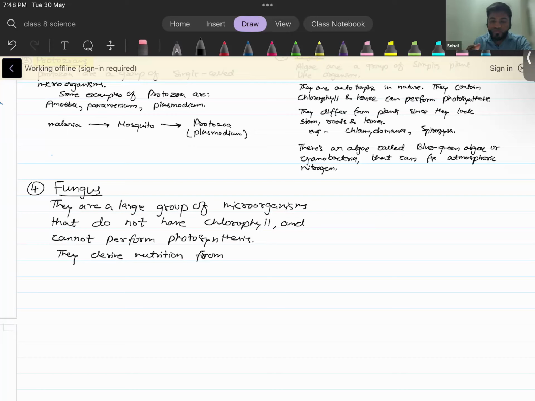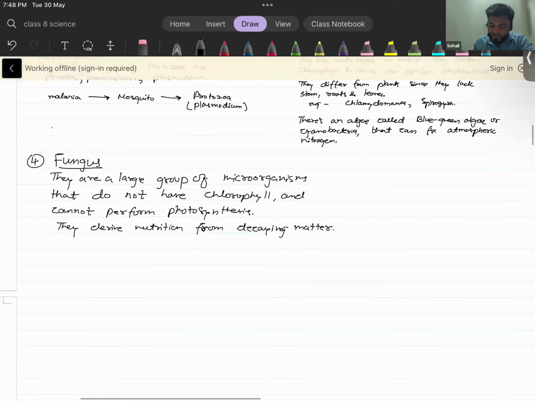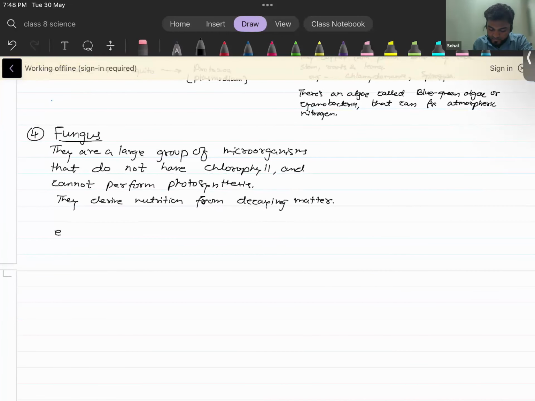So we see that fungus grows on food that is left in the open, or decaying food that is getting rotten and is not fit for consumption. So we say that they derive nutrition from decaying matter. Okay, what are some of the examples of fungus?